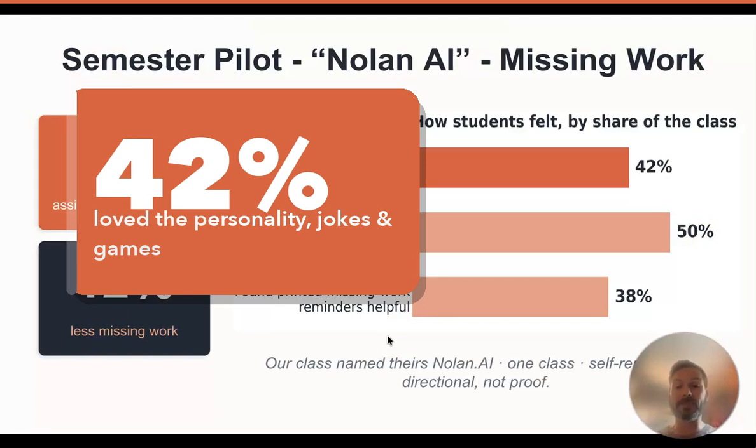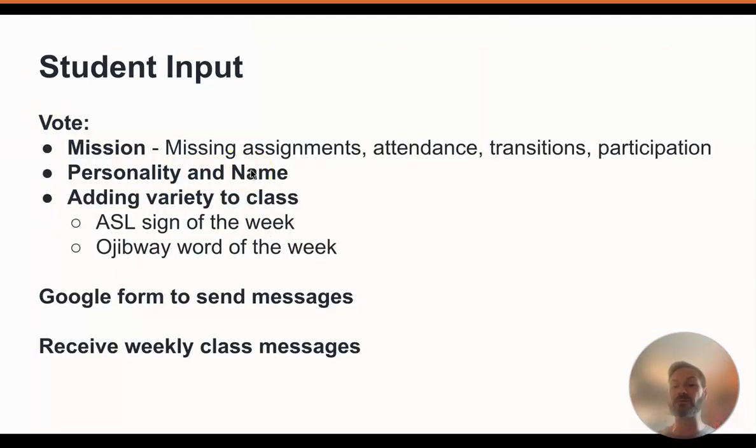That is from one of our apps. They were asked what were the most difficult things in the class that maybe AI could help out with. So it was the number of missing assignments, but you could do a variety of things like attendance and transition times and participation. They voted on the personality and the name, and they also wanted it to have a variety of other things because some students wanted it to make class more interesting than it already was.